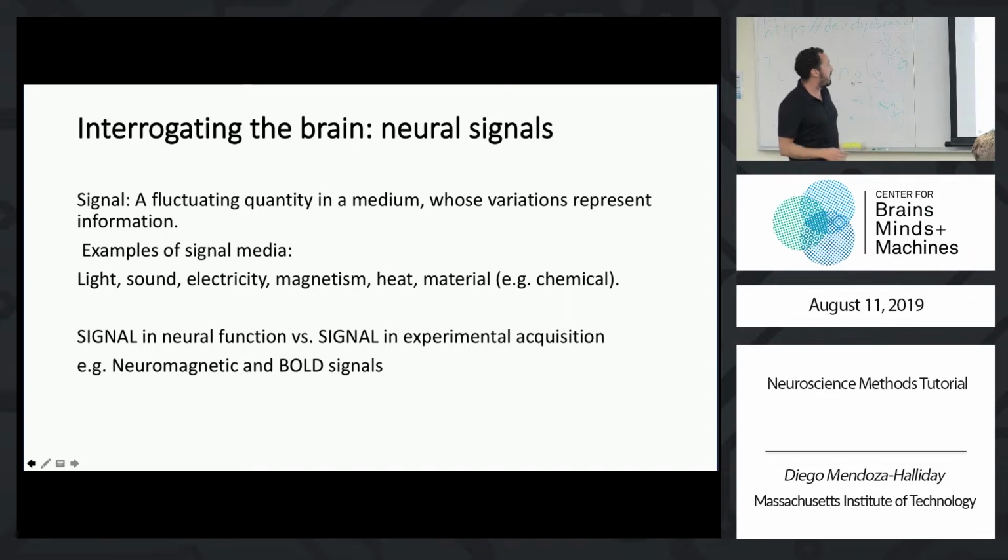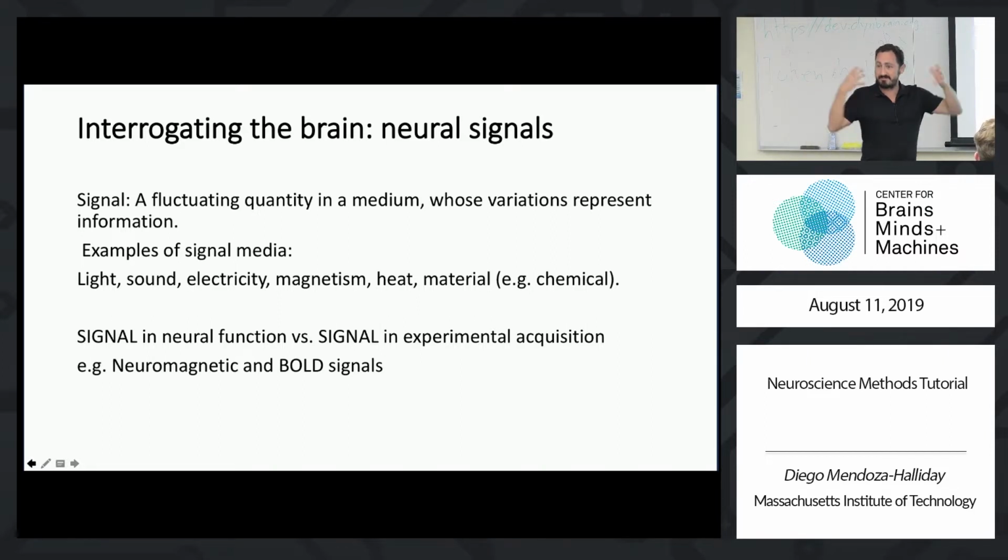Let me start off with explaining what a signal is, first of all. In general terms, it is a fluctuating quantity in a medium whose variations represent information. That medium can be light, sound, electricity, magnetism, heat, even materials whose states fluctuate, and those fluctuations can carry information. So the brain uses several of those.